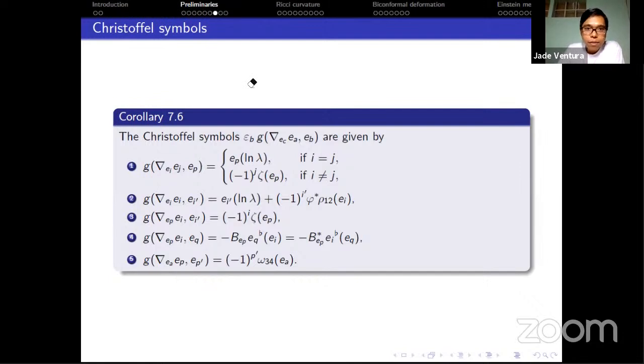So these are the Christoffel symbols that will be used in the definition of the Riemannian curvature, which in turn will be used in the definition of the Ricci curvature. You can see here in the slide that the Christoffel symbols are indeed expressed in terms of the geometric quantities, the list I showed a while ago, the geometric quantities associated to the semi-conformal submersion field.